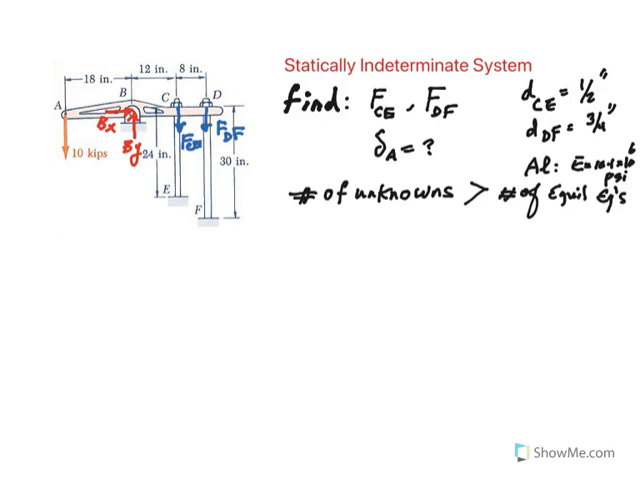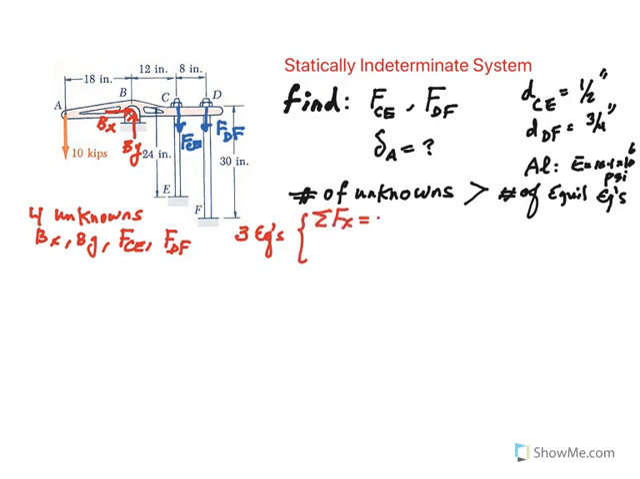But in any case, you notice that there are actually 4 unknowns here now. Clearly, the unknowns are BX, BY, the force in member CE, and the force in member DF. But there are only 3 equilibrium equations. What are the 3 equilibrium equations? Sum of the forces in X equals 0, sum of the forces in Y equals 0, and sum of the moments equals 0 for any 2-dimensional rigid body equilibrium. So definitely this system is statically indeterminate.